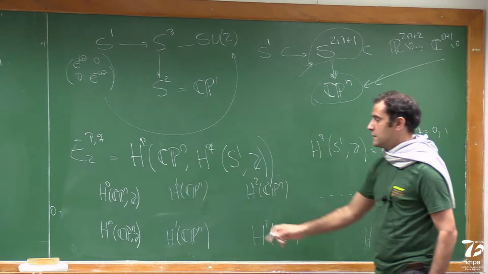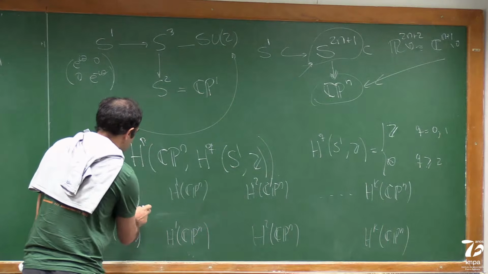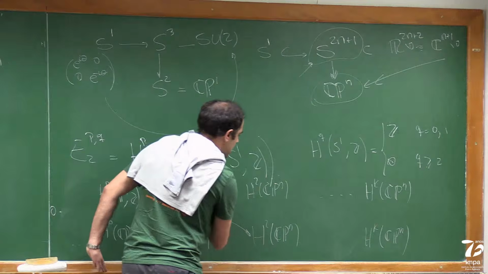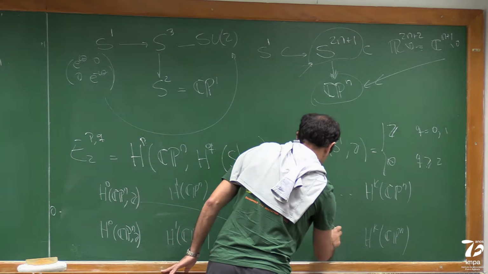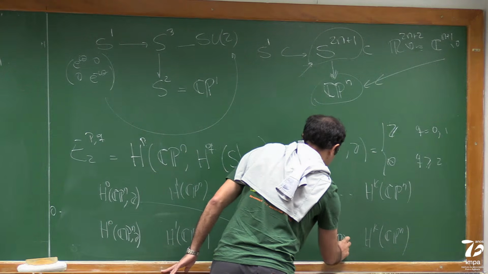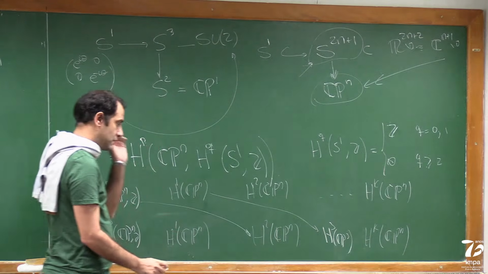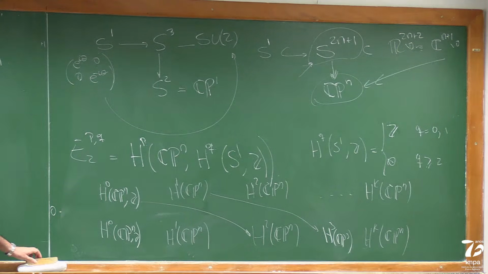So since this is an E2 spectral sequence, I have a map from here to here. And I have a map from here to, well, let's do the H3 of CP^n. I have a map from here to here, which is the differential of this E2 term. And I know where it converges. Perhaps if we finish now, we might correct this filtration so that we make it work now for every S^n.